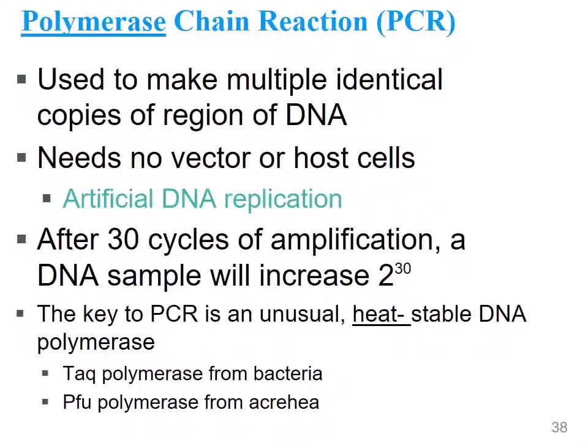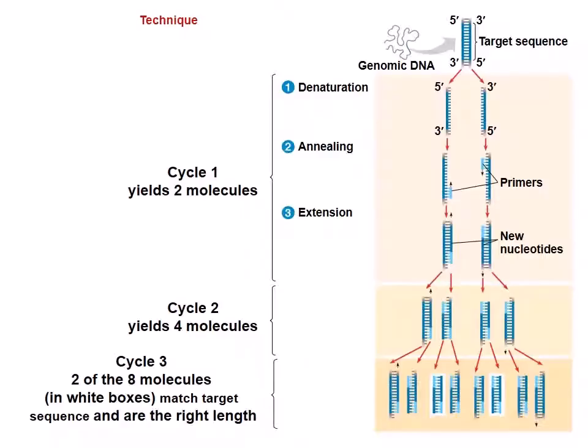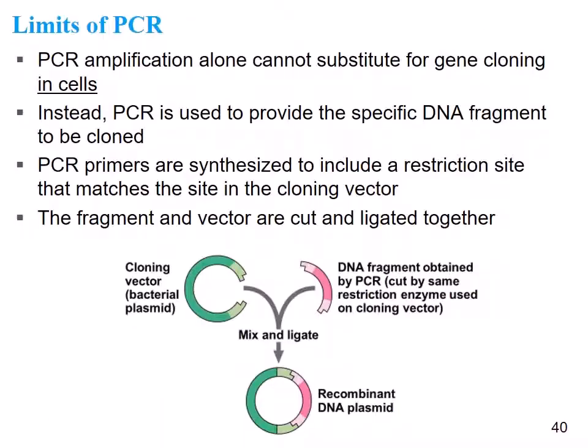For example, there's Taq polymerase from bacteria and PFU polymerase from archaea. So these organisms can live in extremely warm environments, and so they produce this heat-stable polymerase. The reason it has to be heat stable is because with PCR you cycle through denaturation with heat, and then you allow the primers to anneal, and then the new molecules are synthesized, and then you cycle again with denaturing, annealing, and extension, and so forth. So PCR amplification alone can't really substitute for gene cloning in cells.